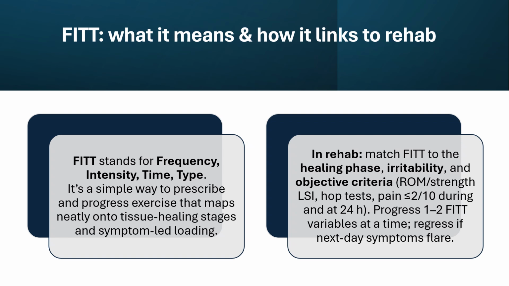Now in rehab, we need to match FITT to the healing phase. We need to link it to objective criteria and how irritable that tissue is. Examples of objective criteria that we may use are ROM, strength, the hop test, and pain measurements. We normally progress 1 to 2 FITT variables at a time. We also regress if next-day symptoms flare up.